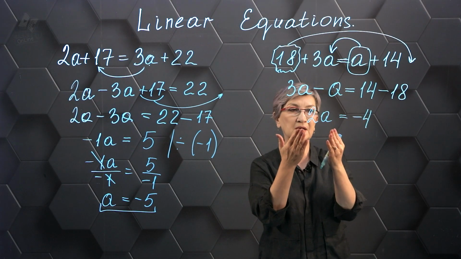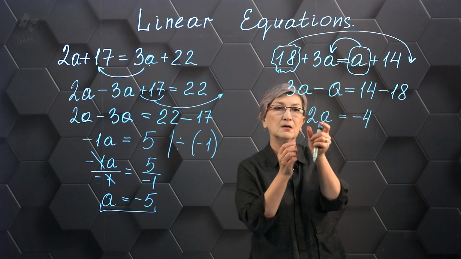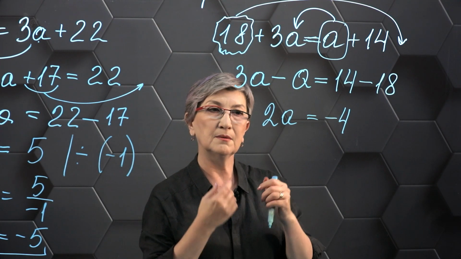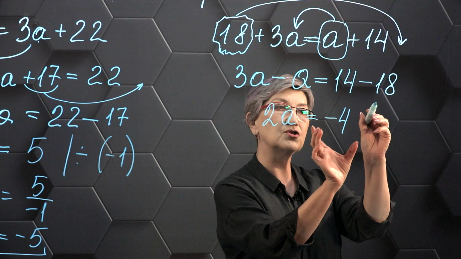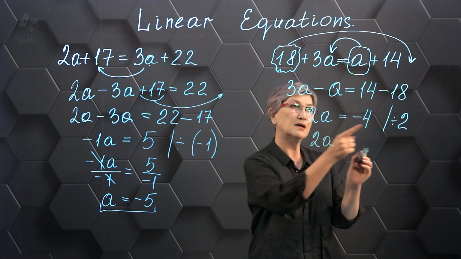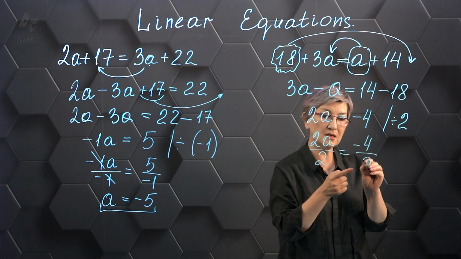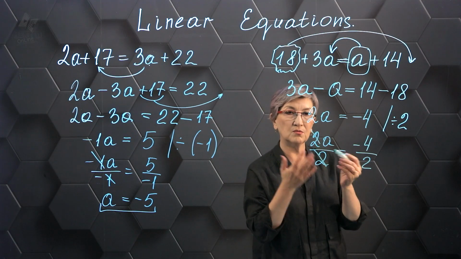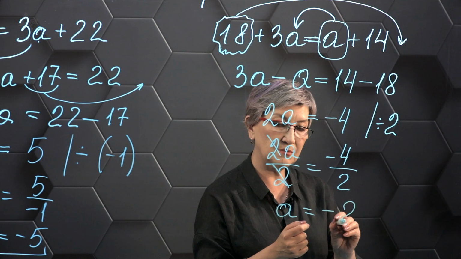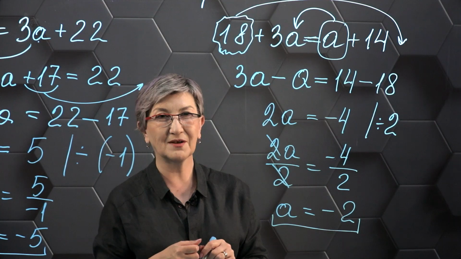On the left-hand side we have variables, and on the right side we have constants. We need to find the value of a. The number 2 is a quotient, so I'll divide the left and right parts by 2. That's how we write it. 2a divided by 2 equals -4 divided by 2. In this case I'm left with just a equals. -4 divided by 2, that's -2. As a result, the root of the equation is the number -2.